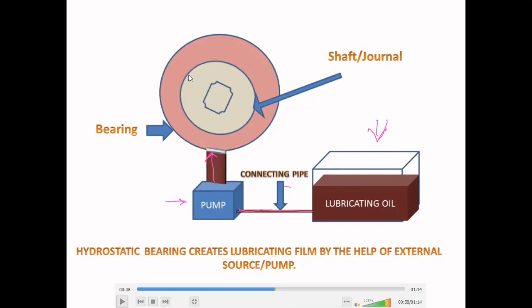See, the shaft starts rotating once the supply of lubricating oil through the connecting pipe and pump is going continuously. It will start rotating because the oil is going and hitting directly on this side. Once it is hit, it will start rotating.